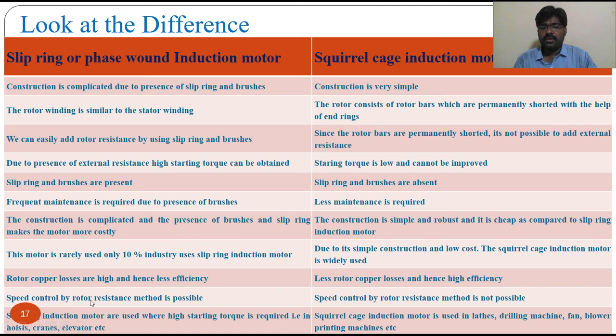In the squirrel cage the copper losses are very low and hence it has high efficiency. Speed control by the rotor resistance method is possible in the slip ring induction motor, but speed control is not possible in the squirrel cage. This is the only disadvantage the squirrel cage has over the slip ring.